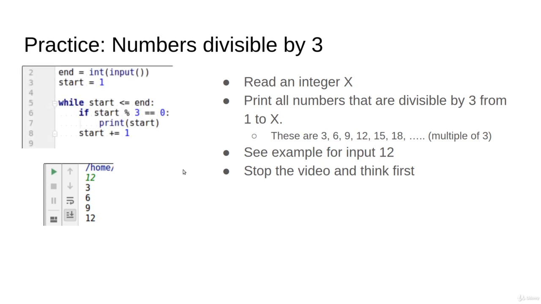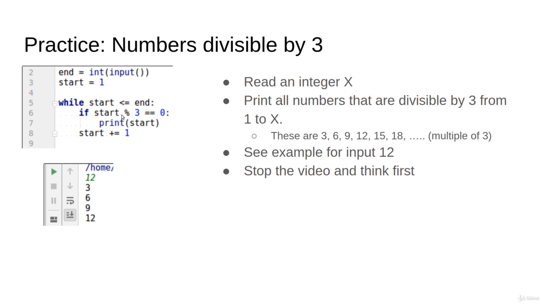So the program should have simple logic. We're going to read an end here, like int integer input, and then we have a start equal to 1. And then while the start is less than or equal to the end, then we can say if start mod 3 equals 0, we print the start. And then we step by 1.